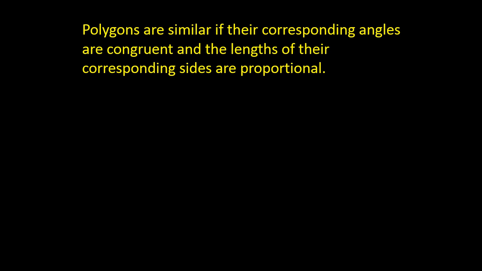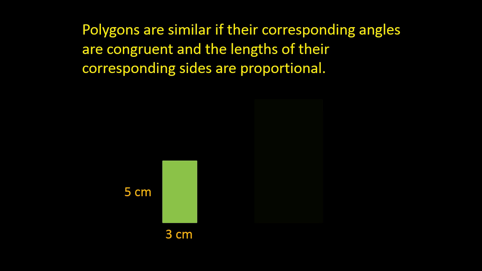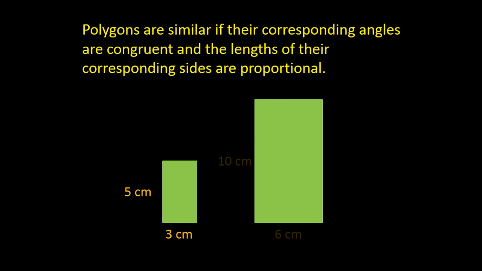If we have polygons, they're similar if corresponding angles are congruent and the lengths of the corresponding sides are proportional. So if we look at the rectangle that we saw before, and we say that this rectangle measures 3 centimeters by 5 centimeters, and we look at a larger rectangle that measures 6 centimeters by 10 centimeters, these two figures are proportional and the angles are congruent, so they would be similar.